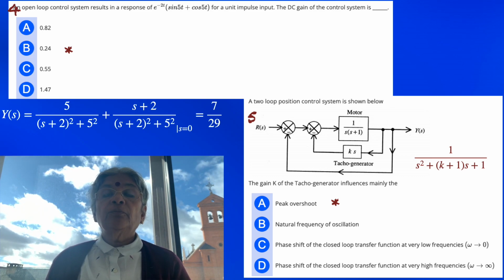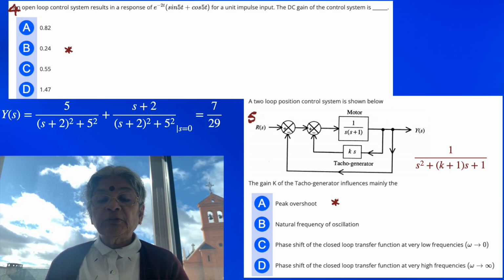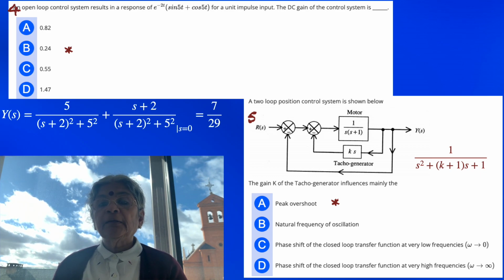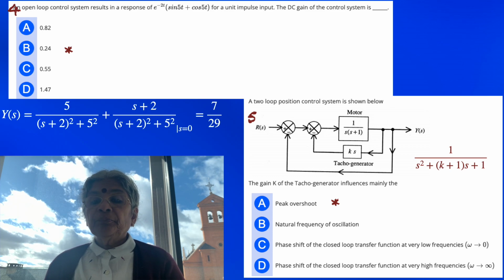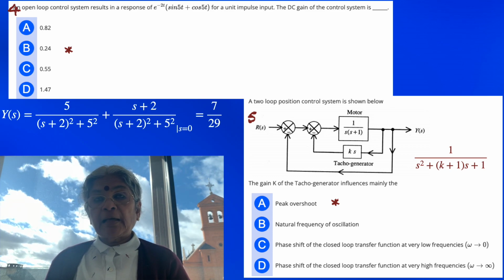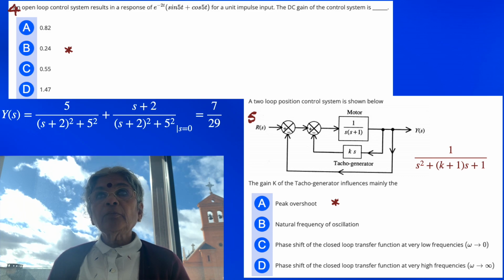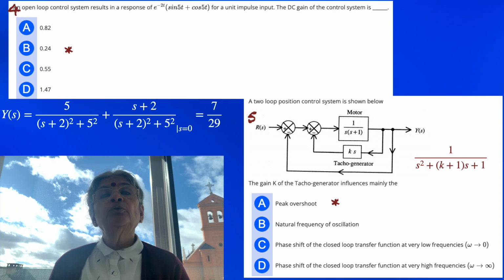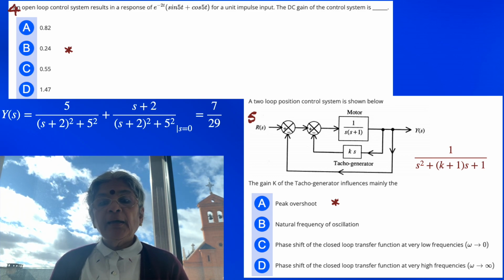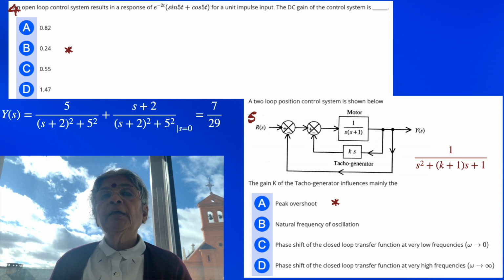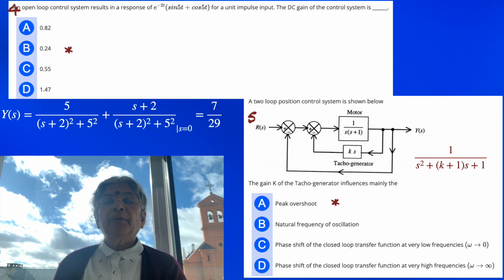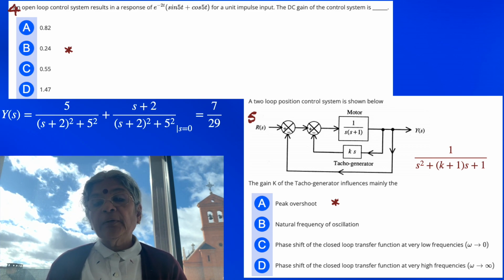So that's the closed loop transfer function. The two loop position control system is shown below. The gain K of the tacho generator influences mainly the... what is gain K? Gain K comes as the coefficient of s, along with 1, as K plus 1. So K plus 1 is going to be equal to 2 eta omega n. Omega n does not influence anything here because omega n is 1, so eta is definitely (K plus 1) by 2.